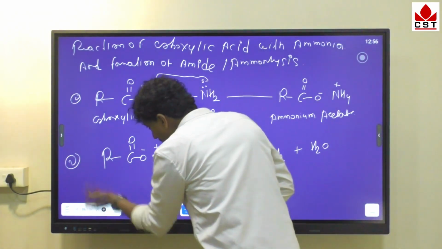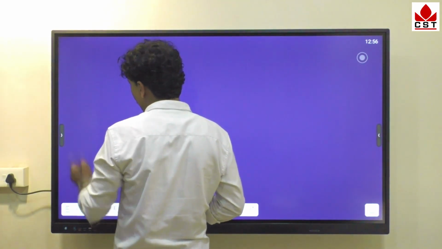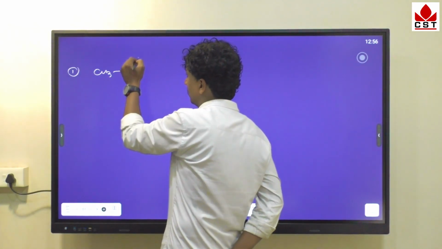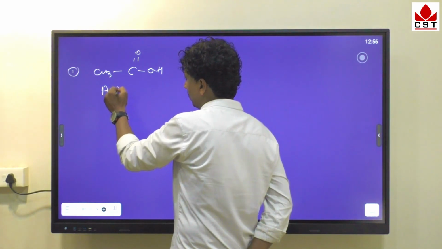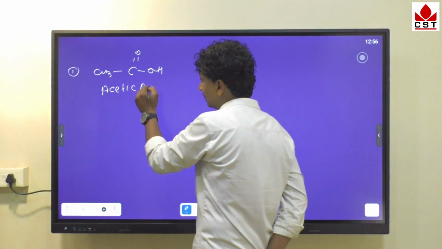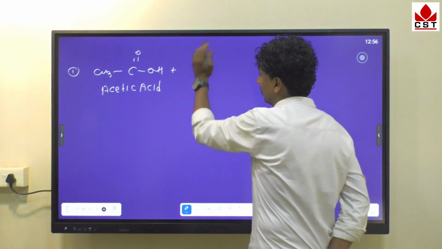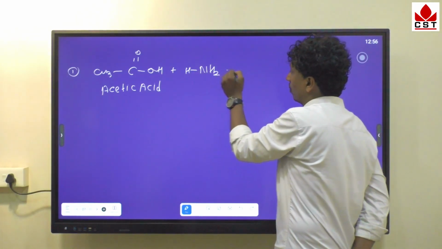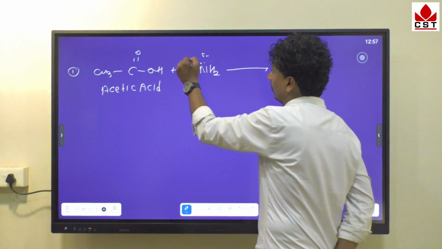So what about another example, number 1? This is the general reaction. Example number 1 is the treatment of CH3C double bond O bond OH. The reactant is acetic acid, treated with ammonia. How to write ammonia? NH3, with nitrogen containing a lone pair, delta negative, delta positive.